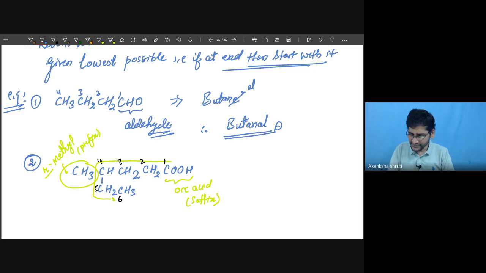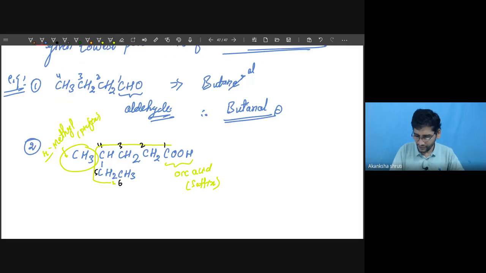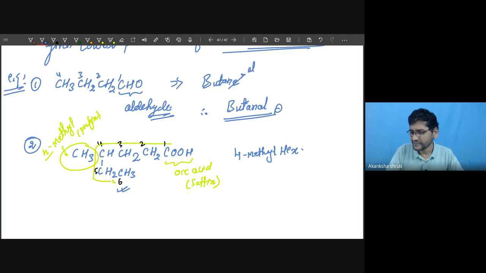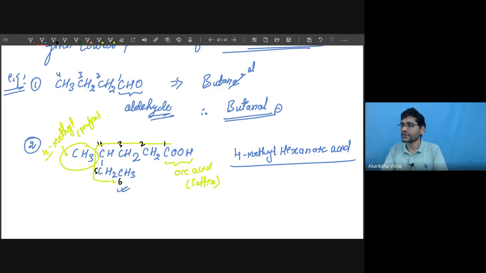So here we are getting 4-methyl. How many carbons? 6, so hexane is there. But for that, the E of hexane has to be dropped and oic acid is to be added. So it is 4-methylhexanoic acid. It's so simple, a very simple kind of question.